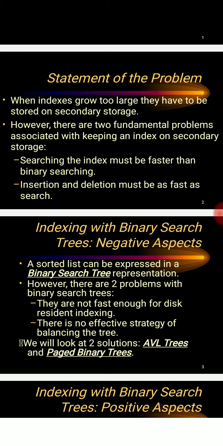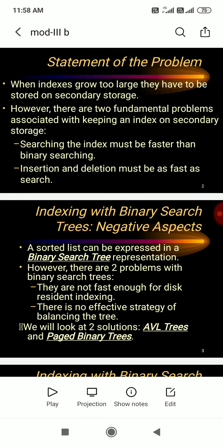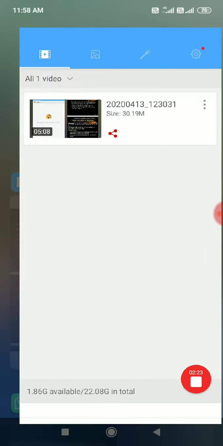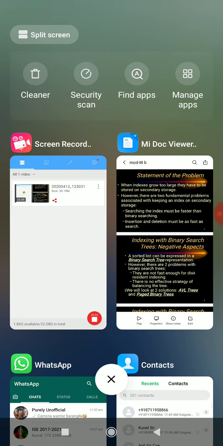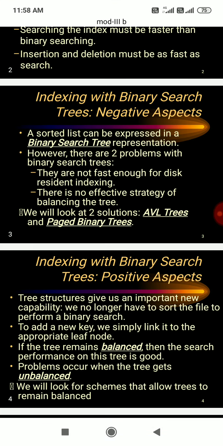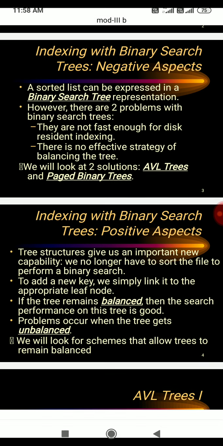Why? Because balancing the tree means the left and right subtrees should be equally balanced. Then we can say that it is a balanced tree. If it is not balanced, and only one path of the tree goes on increasing, it is called a degenerate tree. Hence we need to solve these problems. These two solutions can be achieved by using the concept of AVL trees and paged binary trees. So first, this solution can be overcome.